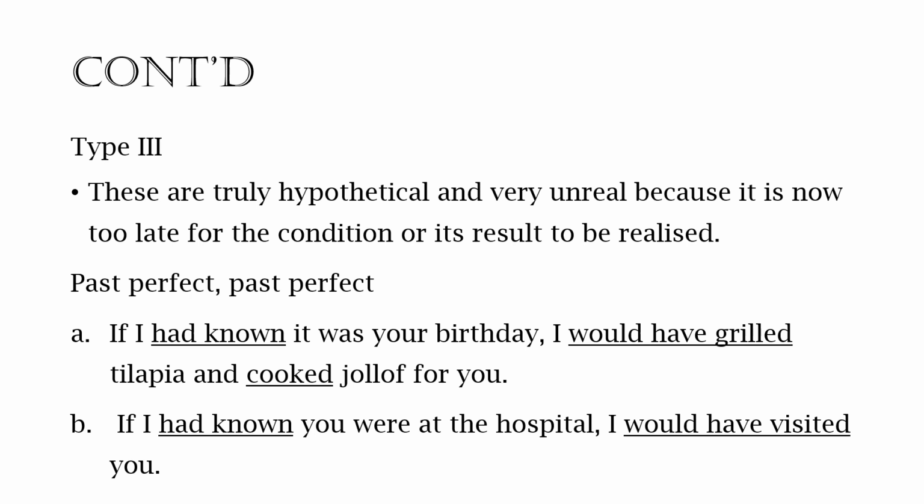The type 3 presents something that is very hypothetical, and we say that it is now too late for the condition or its result to be realized. So we have the past perfect and the past perfect for both forms. So if I had known it was your birthday, I would have grilled tilapia and jollof for you. Had known is past perfect, and then would have grilled is also past perfect. The point is that there was no grilling of tilapia and there was no cooking of jollof because the person didn't know it was your birthday.